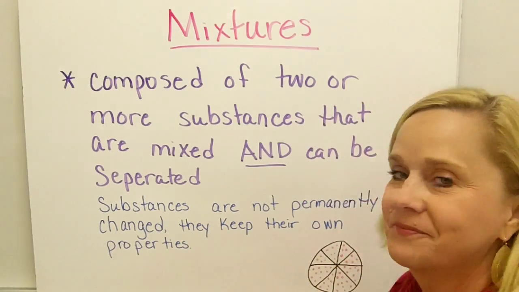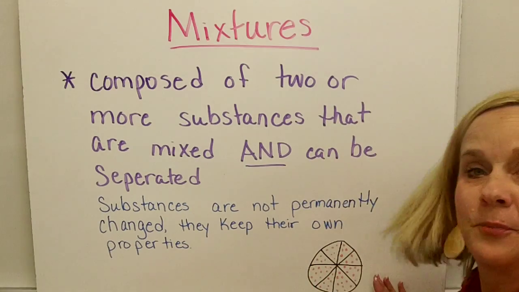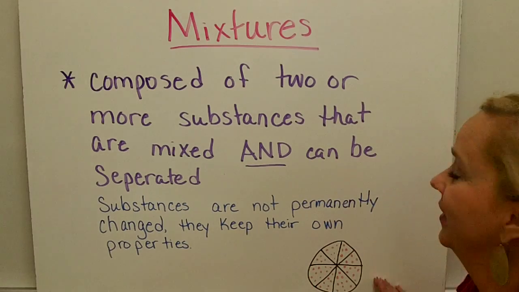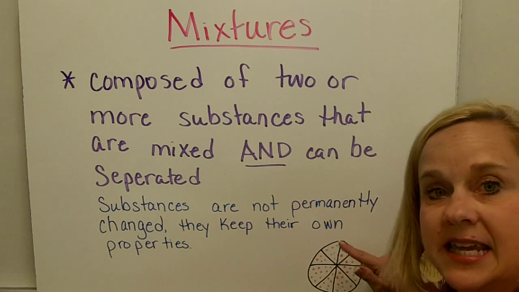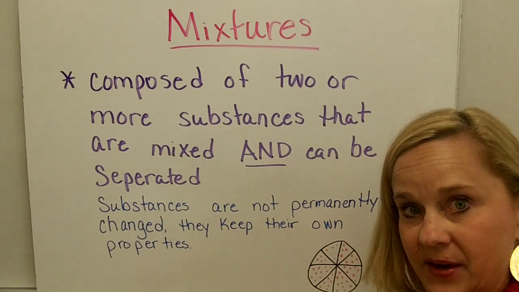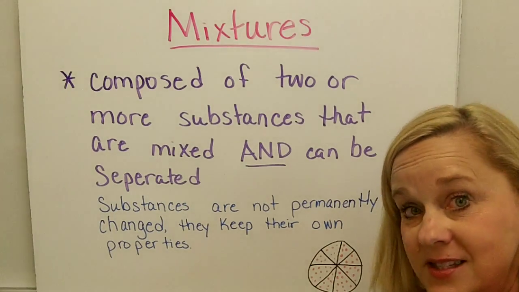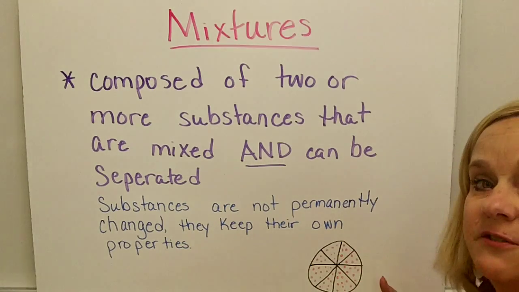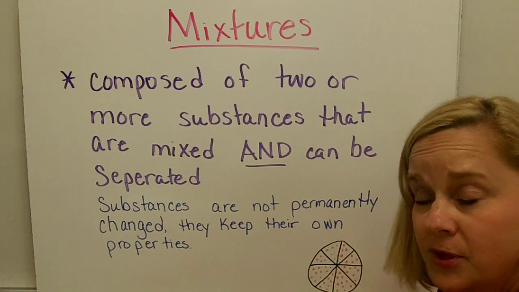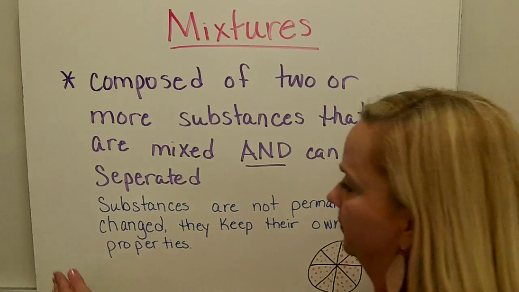For example, you know I can't draw, so just stick with me on this one. My lovely pepperoni pizza that I have drawn here. Now, there are two or more substances here that are all mixed together. Can I still separate those out? Can I pick those pepperonis off that pizza if I don't like it? I can. So it's a mixture of different things that keep their original properties, and you can separate them back out.